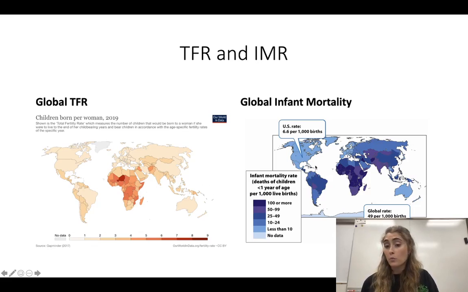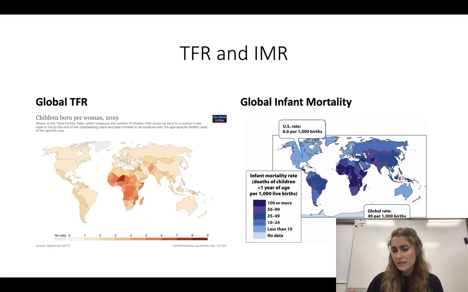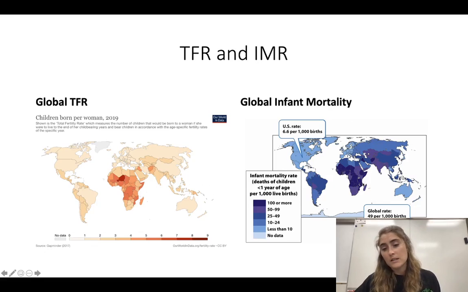And then global infant mortality rate. So you can see in the US, we are in the less than 10. It looks like we're 6.6 per 1,000 births. So again, it's a crude rate for infant mortality rate. Global rates are quite a bit higher. So our average is 49, but you can see again in some countries or some continents, I guess, like in Africa, parts of Africa, we see a much higher infant mortality rate. And again, that would be due to just access to water, healthcare, etc.